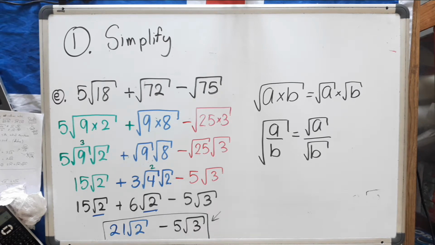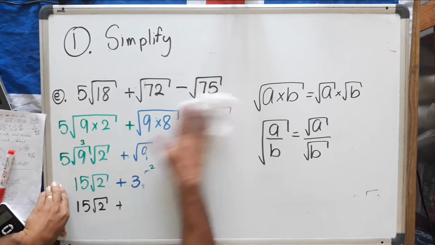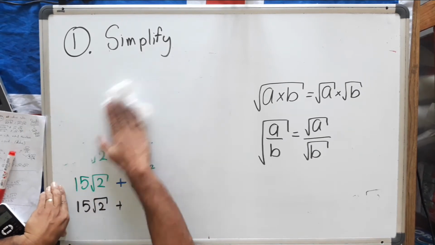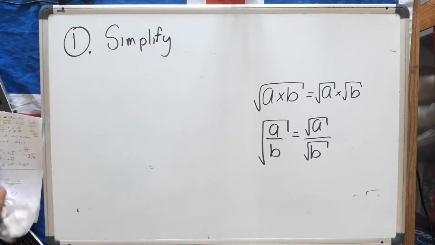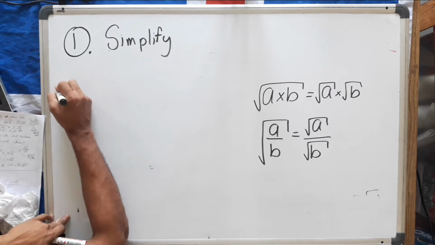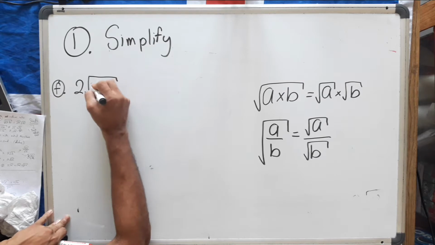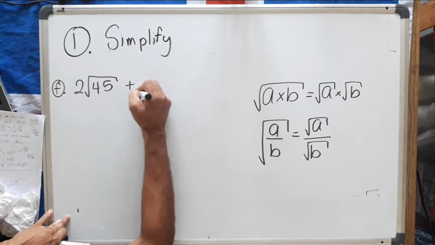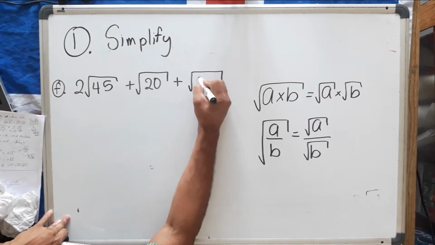Alright, so that was E. I hope you understood that. If you didn't, rewind the video and watch it again. These are standard questions that will come in your maths exams. Let's try, I can't remember if it was D or E. Losing track. Let's try F here now. Let's try 2 square root of 45 plus the square root of 20 plus the square root of 32.